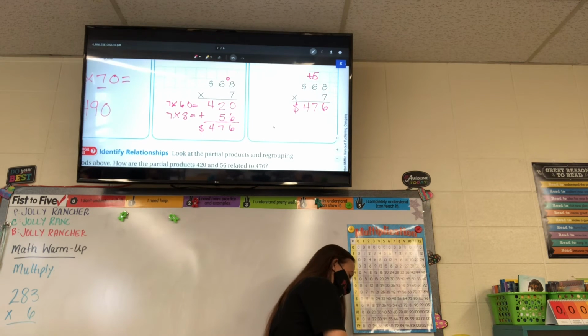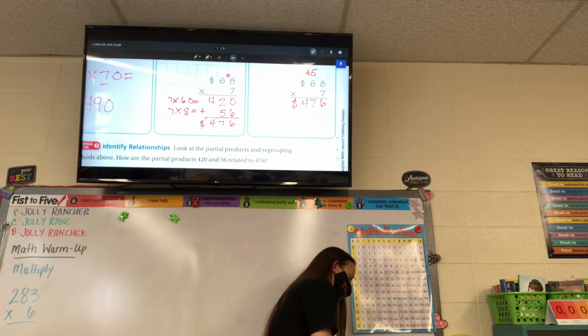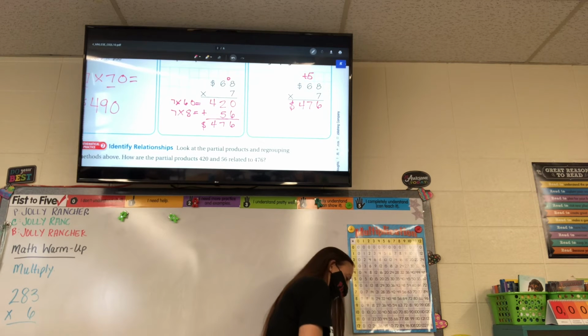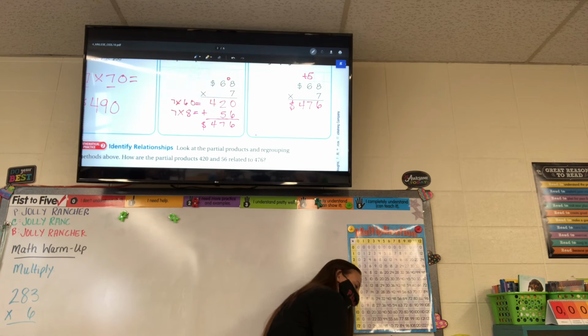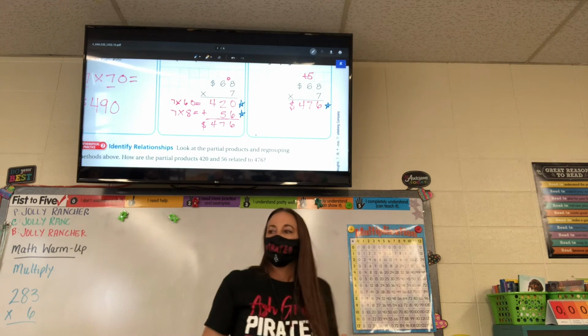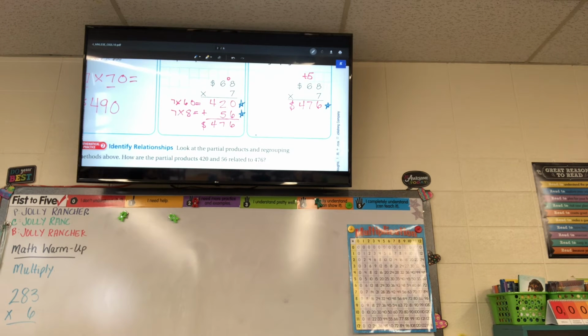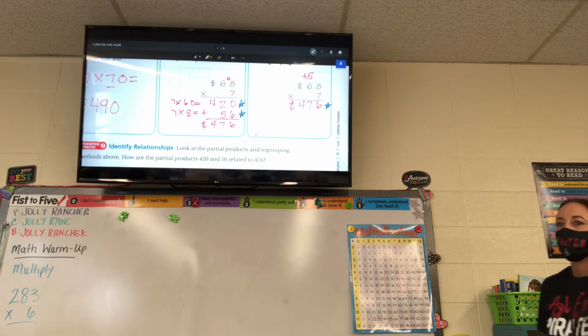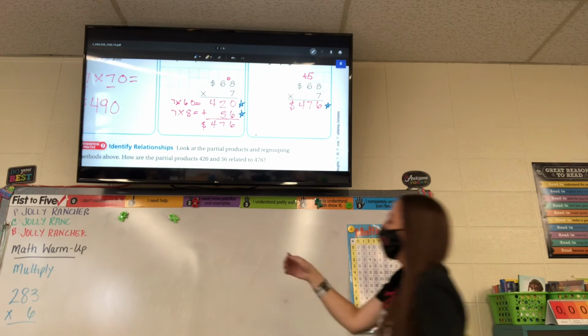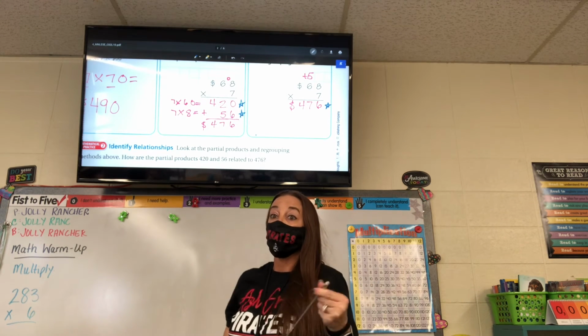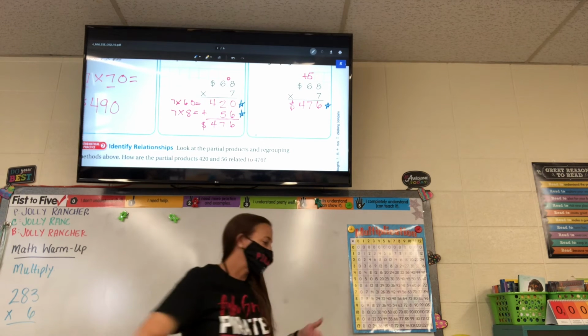Okay, the next problem says look at the partial products and the regrouping methods above. How are the partial products 420 and 56 related to 476? How are those partial products, 420 and 56, related to the number 476? Ethan? Because when they're added together, that's the answer. Because the way they're related is when you add them together, they equal this, don't they? Okay, mm-hmm. So that's what we're going to write down.